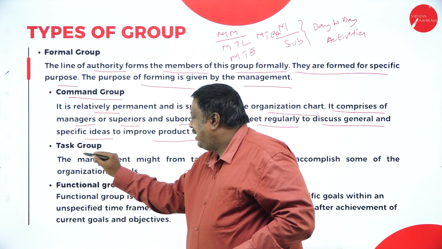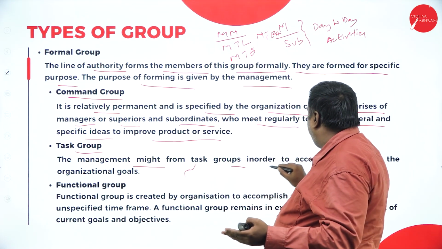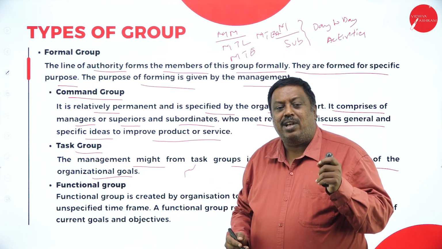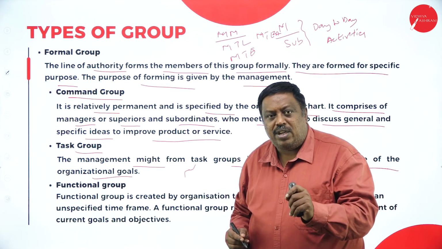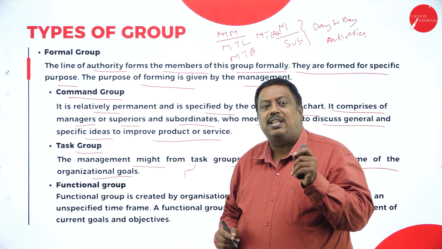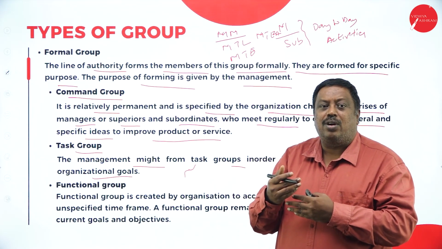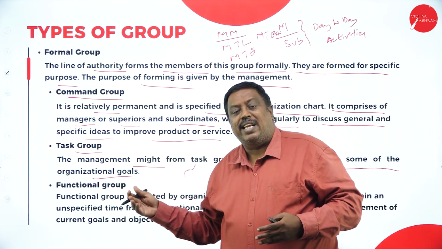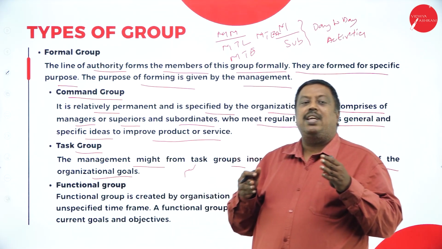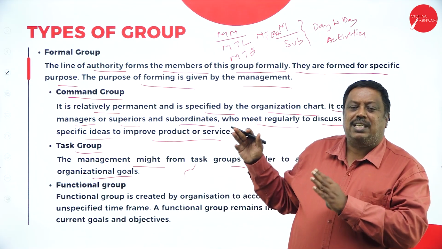The next one we have here is task. The group name itself is giving us the task. The management might form task groups in order to accomplish some of the organization's goals. It means the group will be created only for certain cases in certain situations to provide some additional work, or work that should be completed within a certain number of days. When we get an order, suddenly we may receive a workload that should be completed within a couple of days. The pressure may increase. At that time, they'll create a task group where they'll say, I'm giving a job responsibility to your team. This has to be completed within a number of days. That is called a task group here.